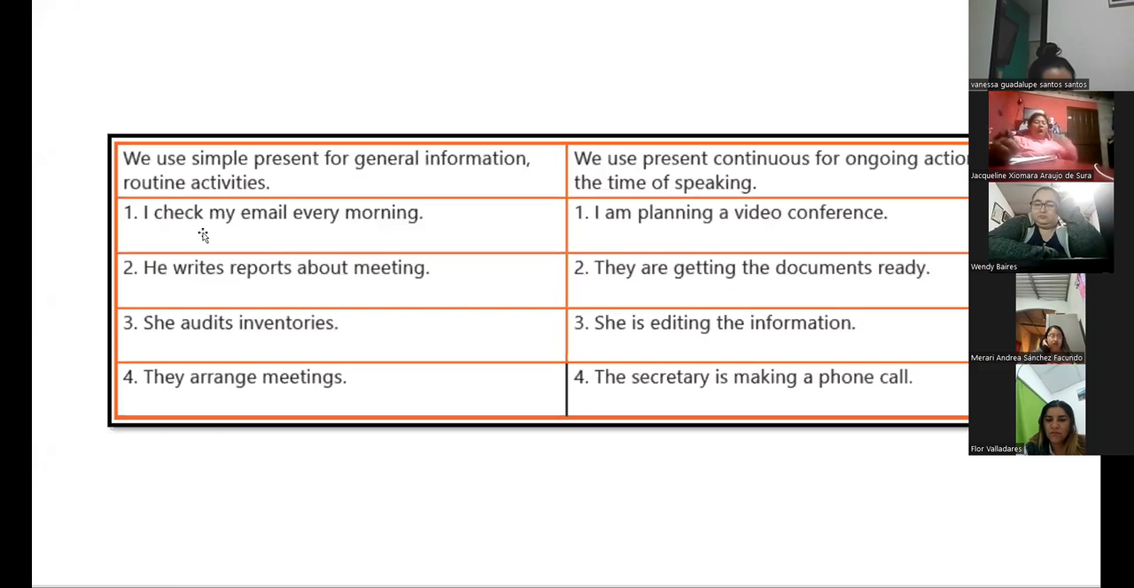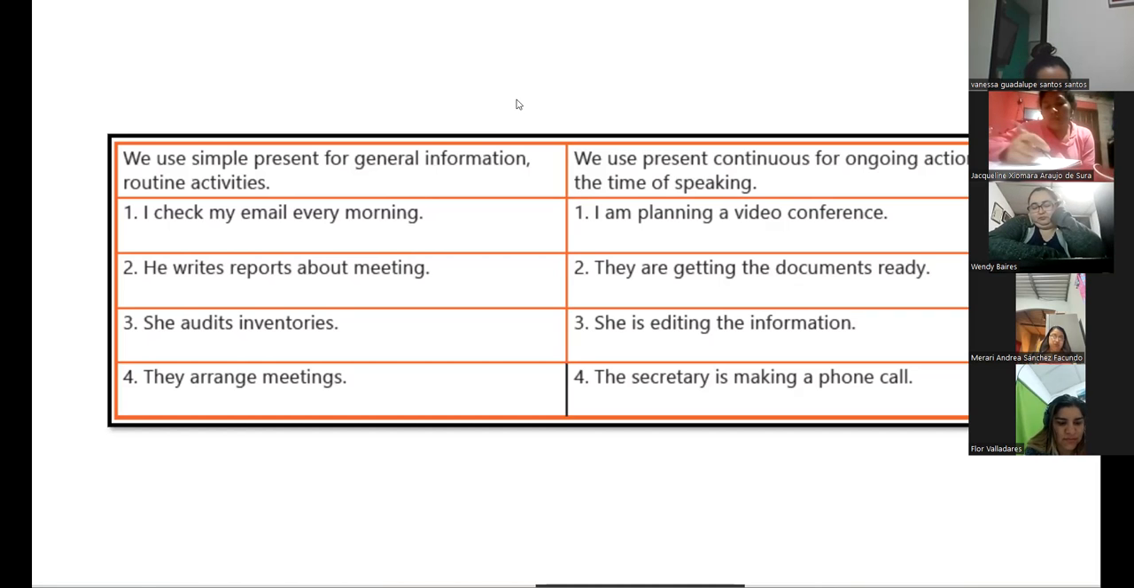Present simple. ¿Para qué nos sirve entonces el presente continuo? The present continuous, ¿ok? It's used for ongoing actions at the time of speaking, ¿ok? At the time of speaking. También el presente simple lo usamos para información general, o sea, para datos que siempre van a ser así. Fact. Okay, F-A-C-T, facts, okay? And we have some examples here.